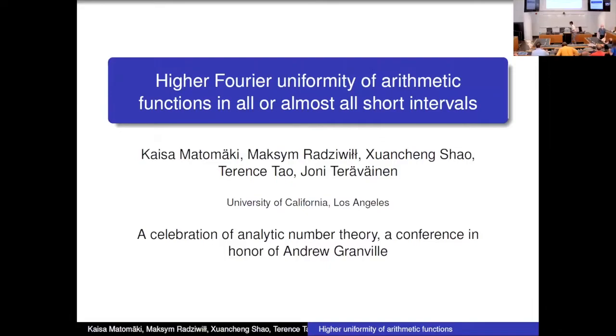It's a great pleasure to be back here in Montreal, especially on the occasion of Andrew's birthday. I already told some stories about Andrew, but I'll just say one more thing. I visited Montreal in 2006, a great time. It was a time when Ben Green and I had a lot of success in using techniques of additive combinatorics to attack some questions in analytic number theory. So we'd been kind of cocky.